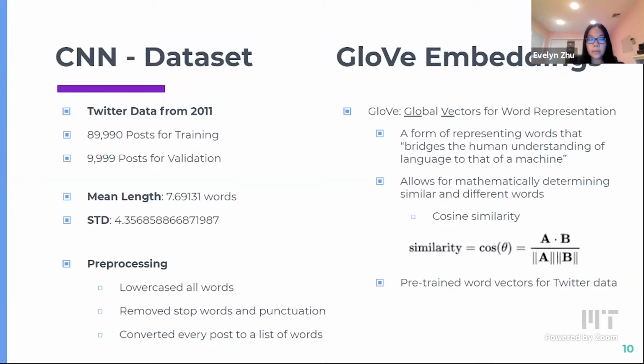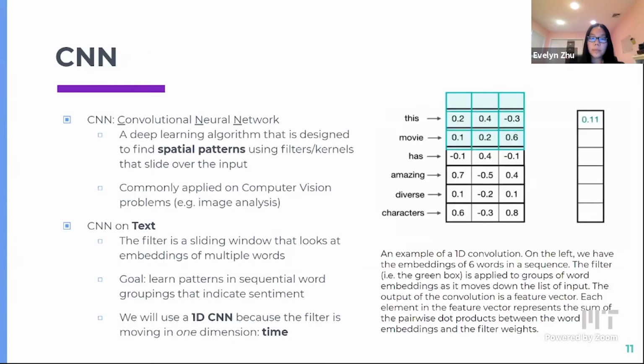This model was trained on a publicly available Twitter dataset, which was pre-processed to keep everything clear and consistent. We also used GloVe embeddings, which essentially translates human understanding of language to machines. The reason we wanted to test out a CNN is because of the model's ability to learn how words grouped together can indicate a pattern. CNNs are usually used on computer vision problems, but we can also use them on language. In our case, we only have one dimension, which is time, so we use a 1D CNN.